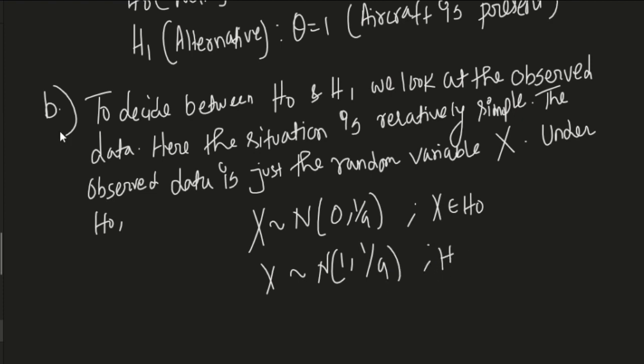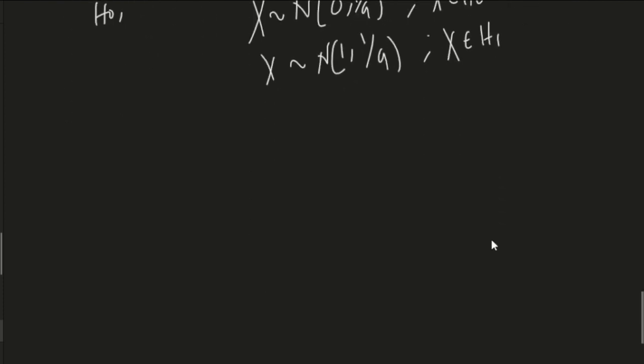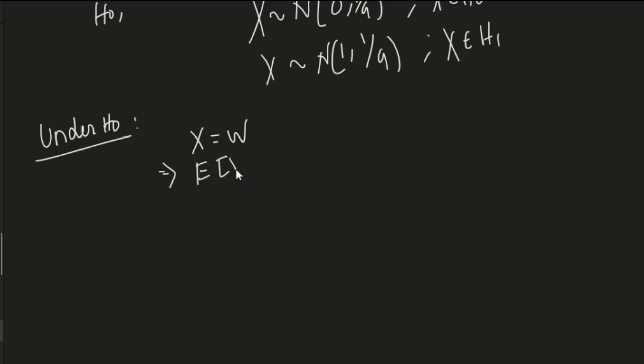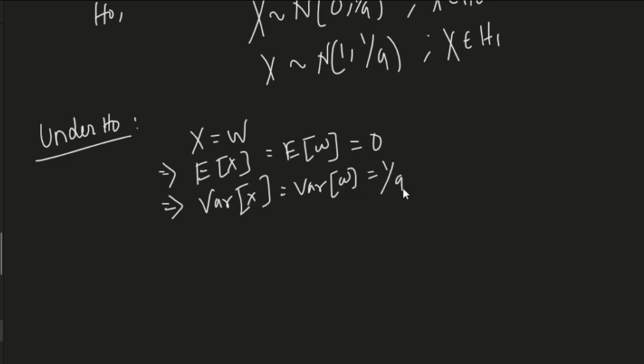Why is it so? I'll explain that. Because under H0, X equals W, therefore E of X is equal to E of W, and W is a standard normal variable with mean 0. Also, variance of X should just be variance of W, which is 1 by 9. Therefore X follows a normal distribution with mean 0 and variance 1 by 9.